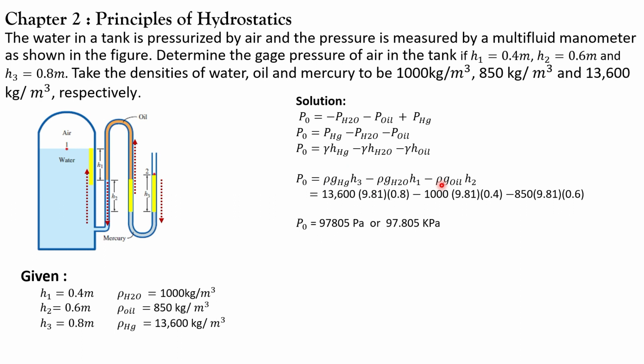Now again, we just have to plug in all the given values in our formula, and we have here P gauge is equal to 13,600 multiplied by the constant gravity, which is 9.81, multiplied by the height of mercury, that is 0.8, minus 1,000 times 9.81 multiplied by 0.4, minus 850 multiplied by 9.81 times 0.6, and we will have an answer of 97,805 Pa or 97.805 kPa, or kilopascal. And that would be all.